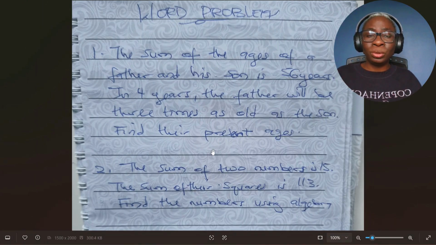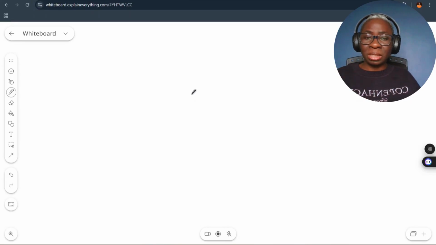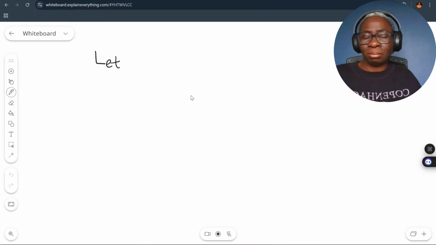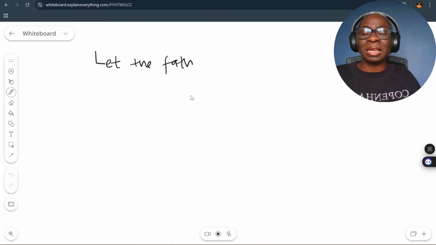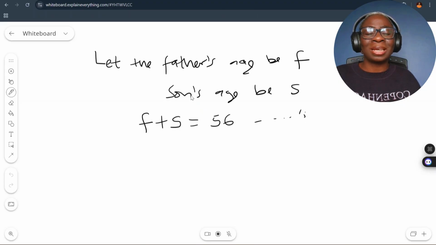The first thing you will do is represent the father's age and the son's age with an alphabet. I like to use the first letter of the word. So I'll say let the father's age be F and the son's age be S. And the question says the sum of their ages, that is F plus S, equals 56. This is our first equation.